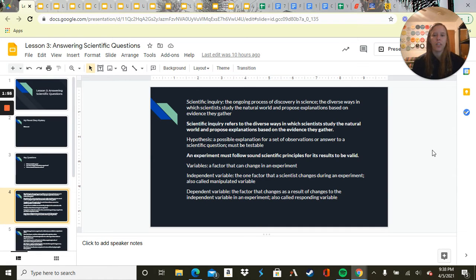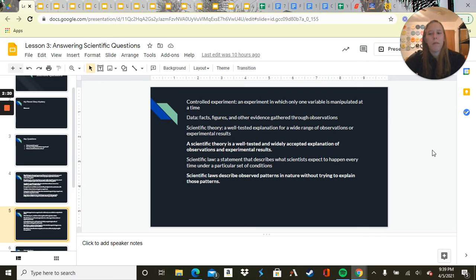Variables are a factor that can change in an experiment. So you have independent, similar to math, which we talked about, is the one factor that a scientist changes during an experiment. It's also called the manipulated variable. The dependent variable is the factor that changes as a result of changes to the independent variable in an experiment, also called the responding variable.